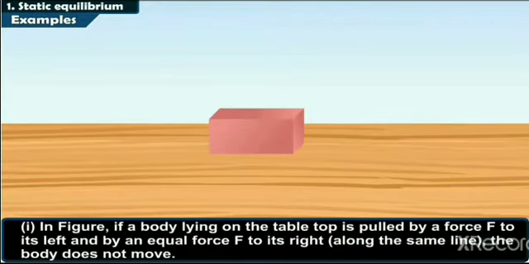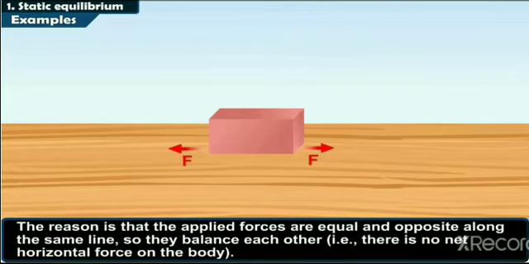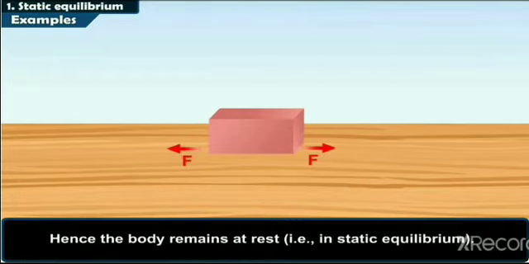Examples. First, in the figure, if a body lying on the tabletop is pulled by a force F to its left and by an equal force F to its right along the same line, the body does not move. What is the reason for it? The reason is that the applied forces are equal and opposite along the same line, so they balance each other. That is, there is no net horizontal force on the body. Hence, the body remains at rest, that is, in static equilibrium.